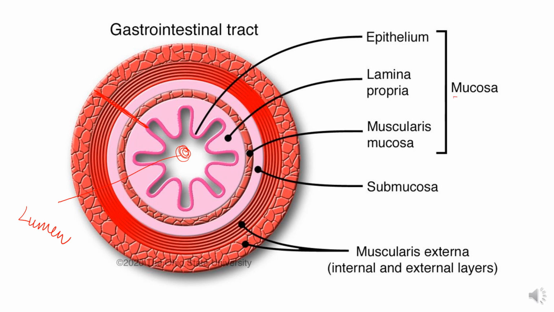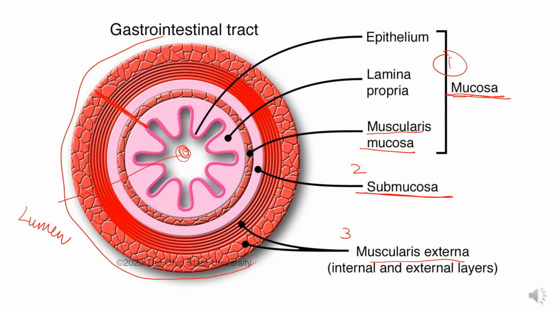First layer is the mucosa. Second layer is the submucosa. Third layer is the muscularis externa. This is the third layer, this is the second layer, and this one is the first layer. Now the last layer, which is not shown here, is the serosa or adventitia.